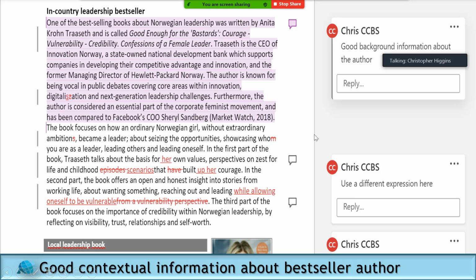So what do we have here? I'm using an example of good contextual information about a bestseller author, because quite a lot of the feedback on this and the YouTube reviews, as you'll see in a moment, I kept saying to teams, we need a little bit more background information about the author of the book. Okay, so some context. Who are they? What is their professional background?